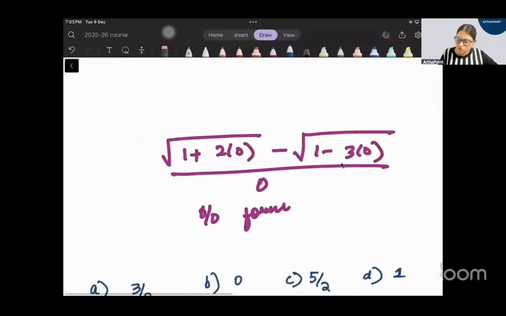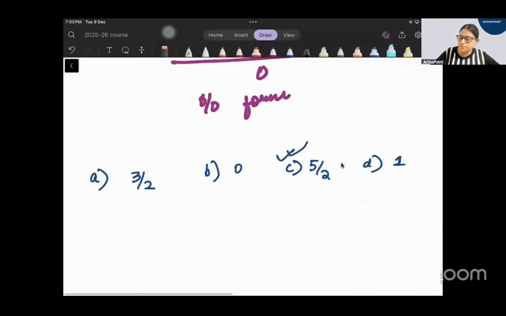where did the options go? C, 5 by 2. अब या तो आप rationalization से कर लो, or you go ahead and you solve by the other method, right? Which is your L'Hopital rule. I am fine with both.